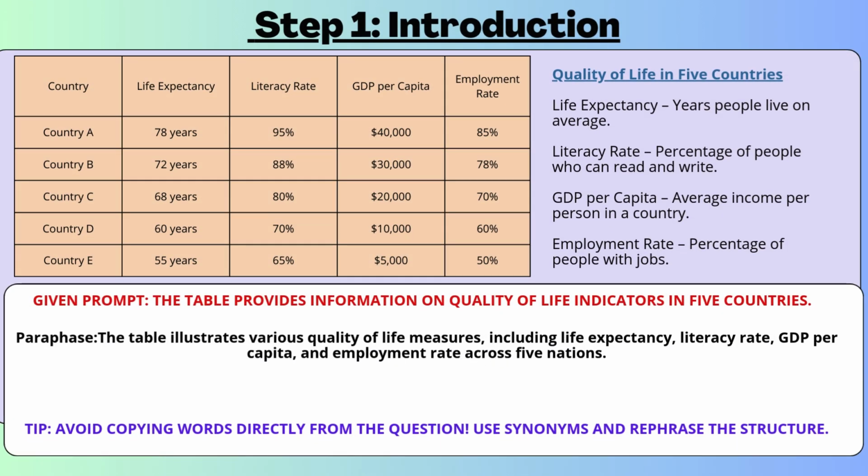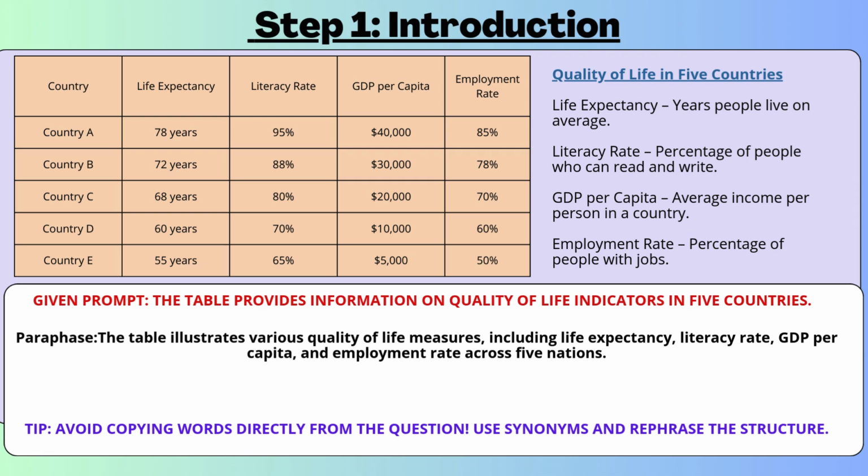In IELTS Writing Task 1, the introduction should clearly present what the table represents while avoiding direct repetition of the question. To do this, use synonyms and rephrase the sentence structure effectively. Instead of saying, "The table provides information on quality of life indicators in 5 countries," you can write, "The table illustrates various quality of life measures, including life expectancy, literacy rate, GDP per capita, and employment rate across 5 nations." This maintains the original meaning while demonstrating a wider range of vocabulary.